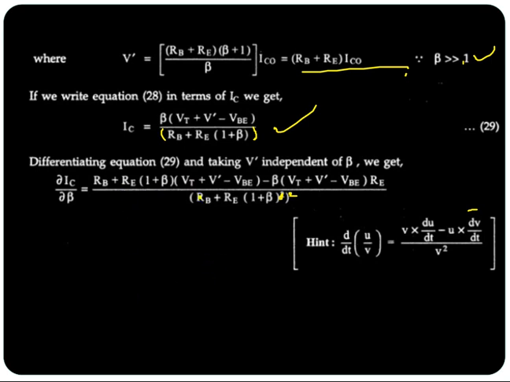So denominator into VT plus V dash minus VBE. So this is dou by dou beta, and this is minus beta into VT plus V dash minus VBE. What is the differential of denominator with respect to beta? This RE. Okay, so this is the expression for dou IC by dou beta.